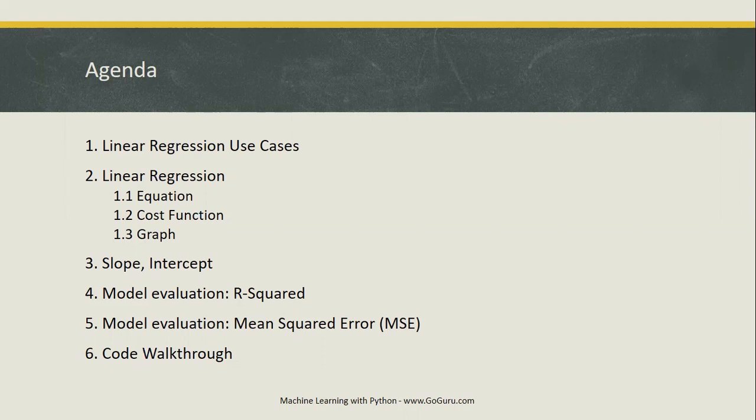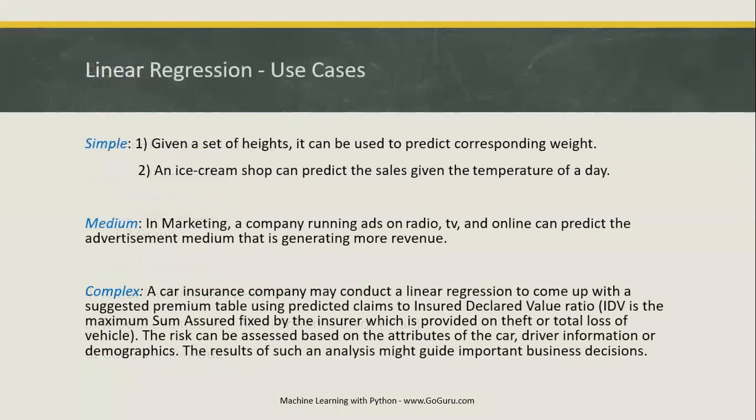There are two ways of evaluating our model. One is R square and the other is mean square error. So what does it mean? And finally, we are going to walk through the code. The code is also available on GitHub, which is shared at the end of the slides, so you can go on and try it out as well.